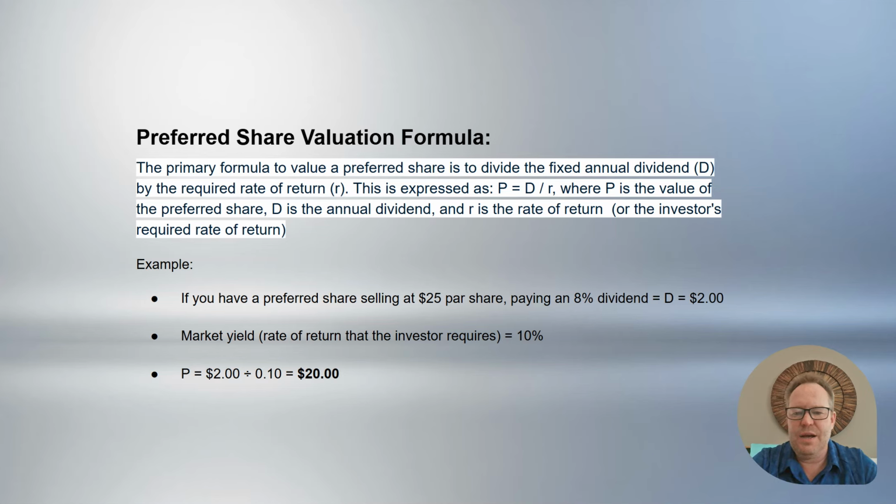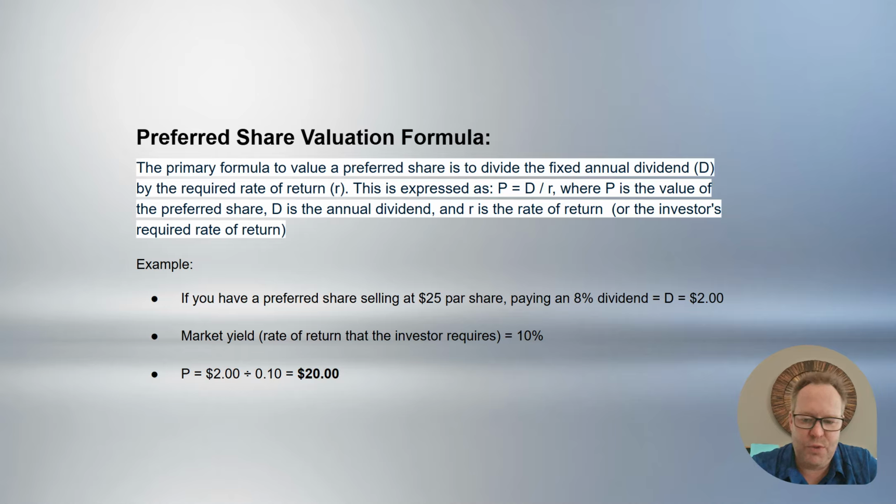There is a preferred share valuation formula that I would recommend that you get to know, and that is P equals D over R, where P is the value of the preferred share, D is the annual dividend being paid to the preferred share, and R is the rate of return or the investor's required rate of return in order to invest in this. An example might be if you have a preferred share currently selling at $25 per share, paying an 8% dividend, that would equal $2. So D would be $2 in this equation.